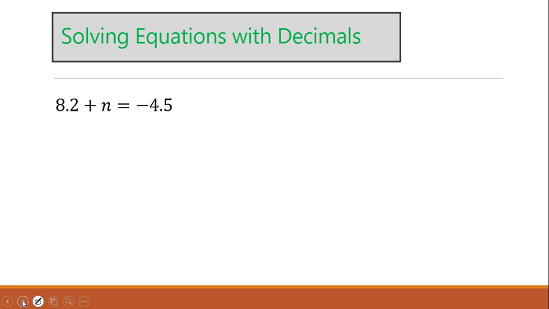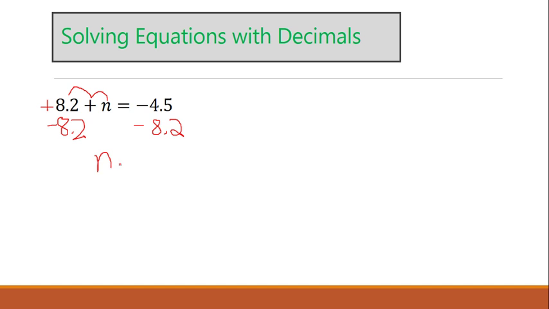Here's an example of another one-step equation, this one involving addition. Again, identify the variable, in this case n, and ask yourself what's being done to n. What do I have to undo? And n here is still being added to 8.2, and this is a positive 8.2. So I'm going to do the opposite of adding 8.2, which is subtracting 8.2 from both sides of the equation.